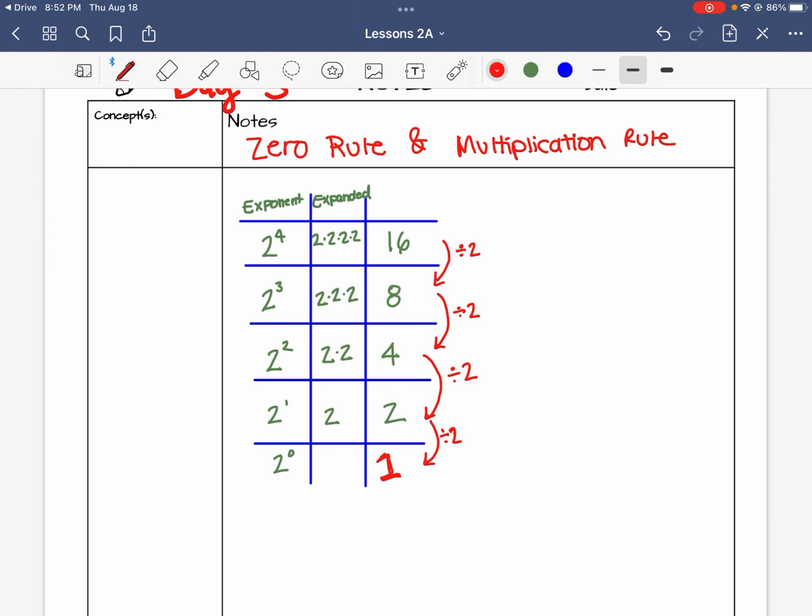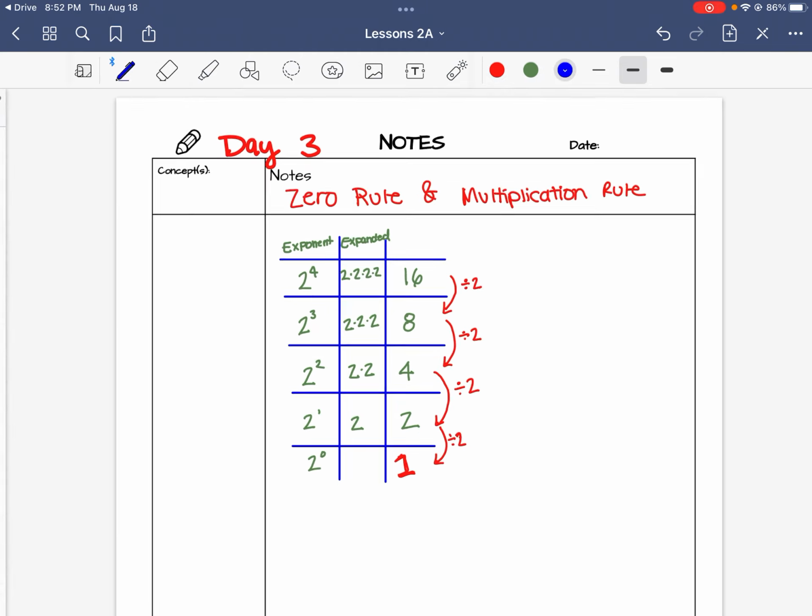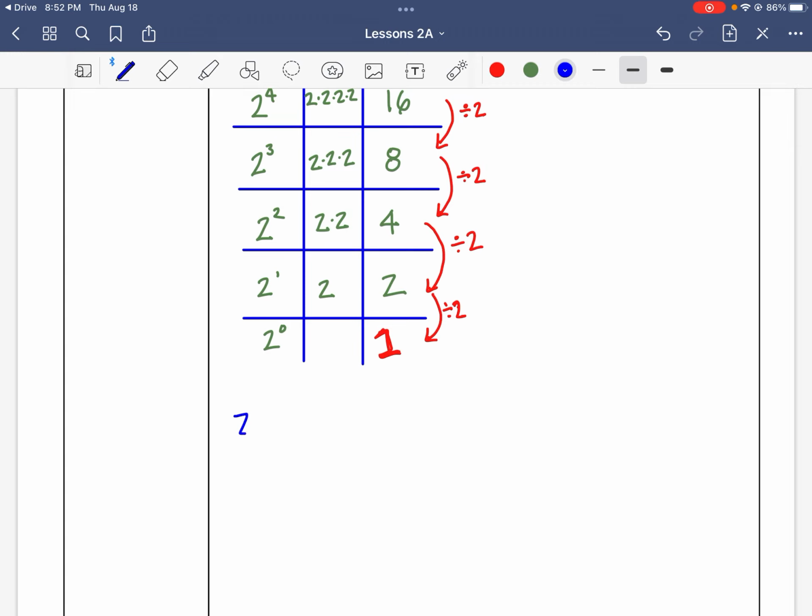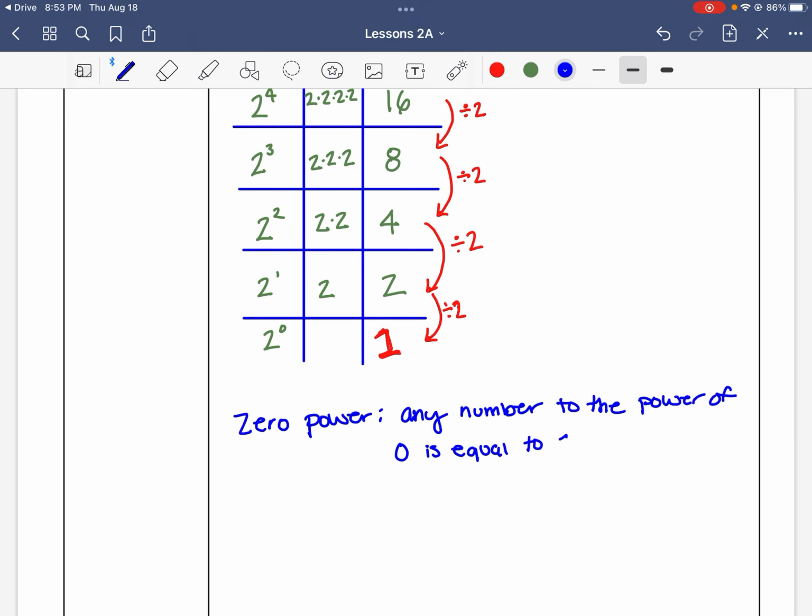So this works with any exponent. So the 0 power states that any number to the power of 0 is equal to 1.